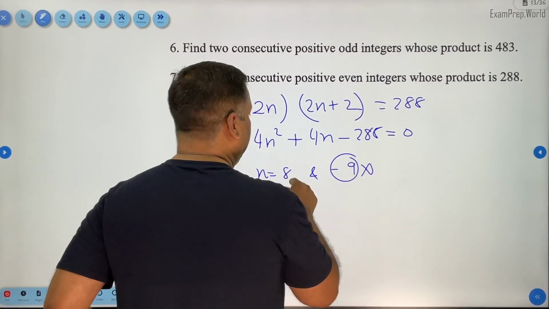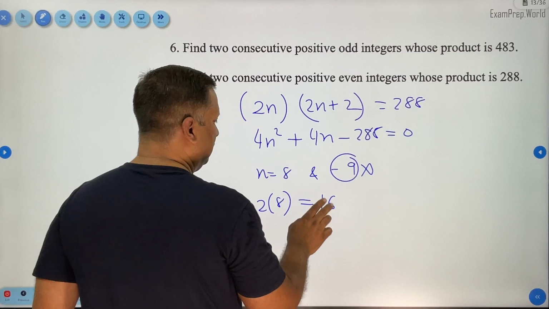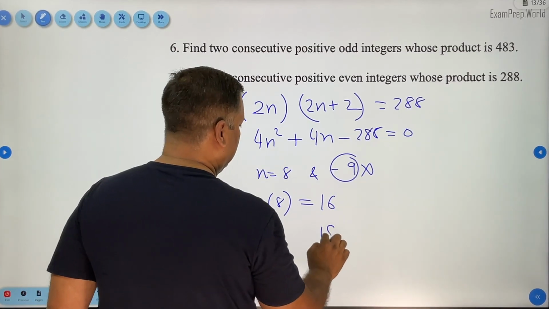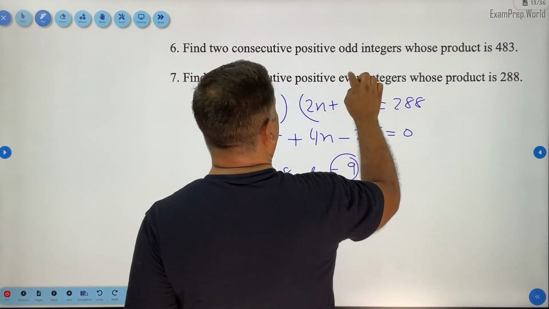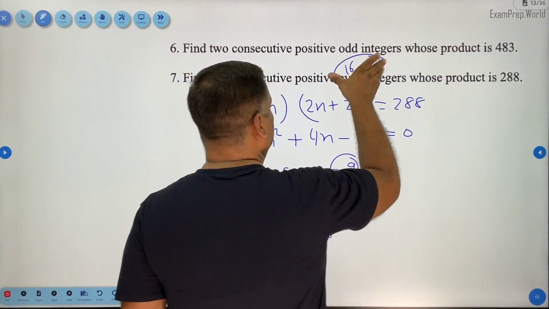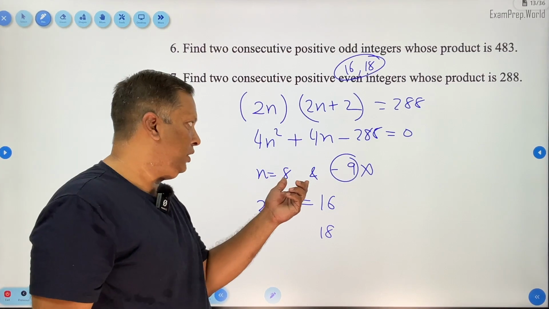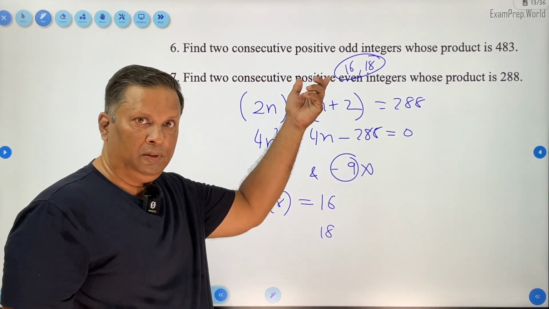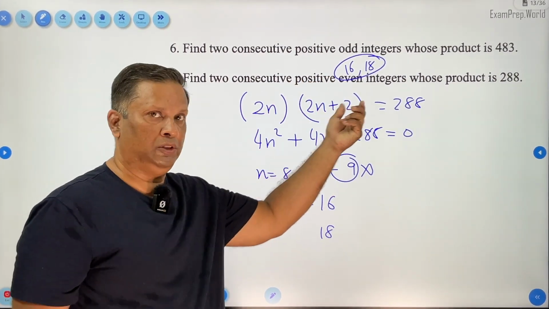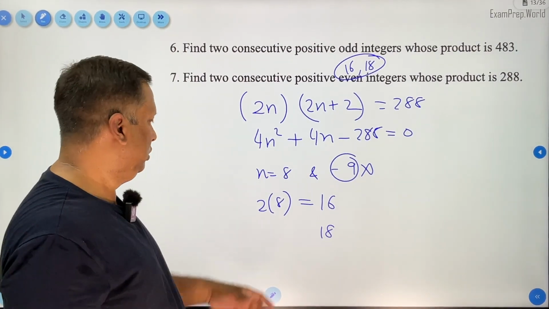Negative I avoid, I will input 8 here. So 2 times 8 is my first number, which is 16, and the next number is obviously 18. So our positive even integers are 16 and 18. These are our numbers. Understood? So don't stop at finding the value of n. Input that n in whatever your assumption was, then you get your actual numbers. Okay? Clear? Let's do the next one.